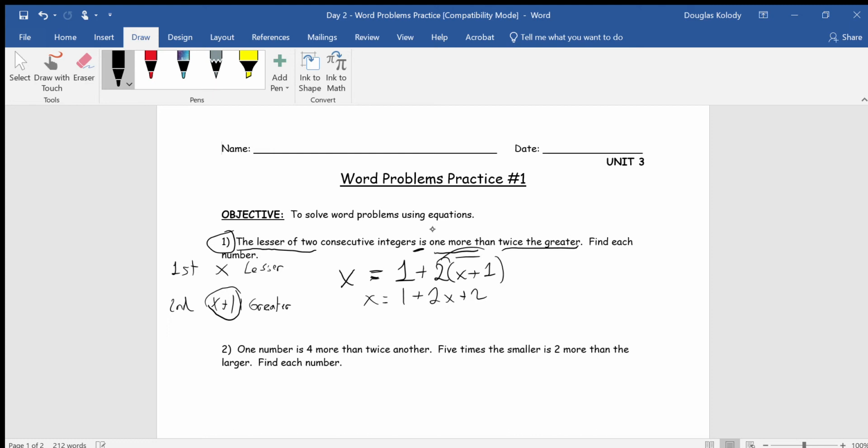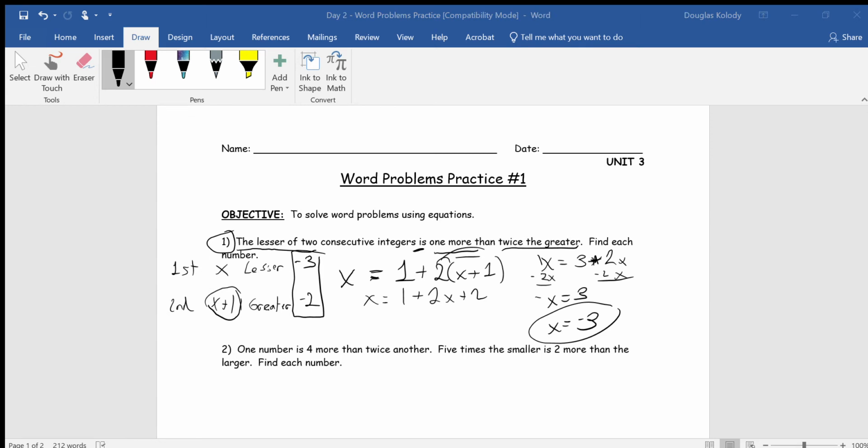Combine like terms. I'll just go over here to the right side. x equals 3 plus 2x. I'm going to subtract 2x over to the left, and I will get 1x minus 2x, negative x equals 3. And so x equals negative 3. Negative 3 plus 1 is negative 2. And those are my two answers right there.